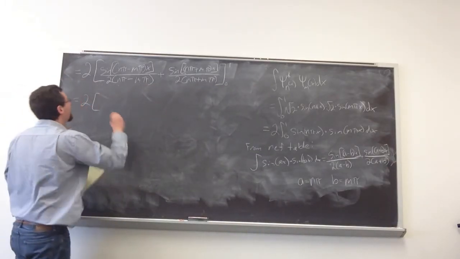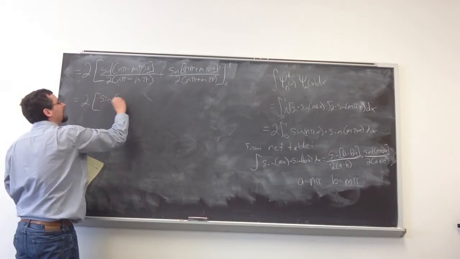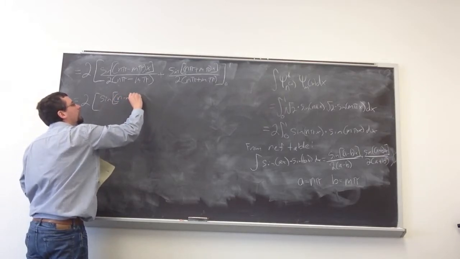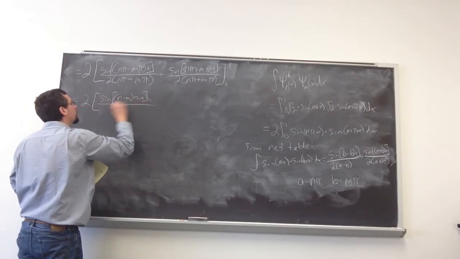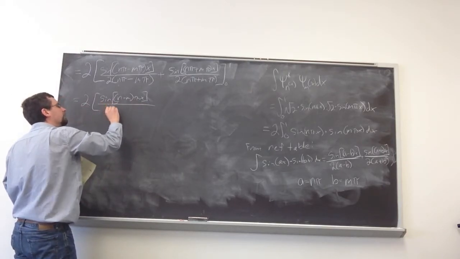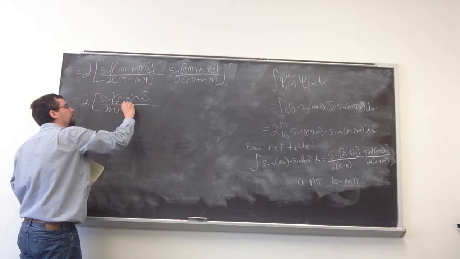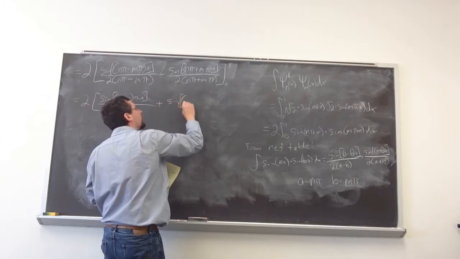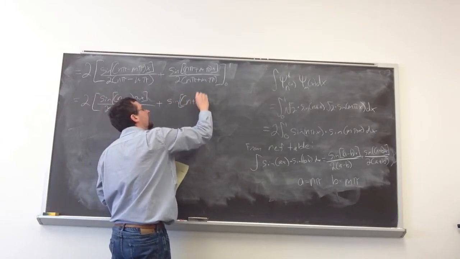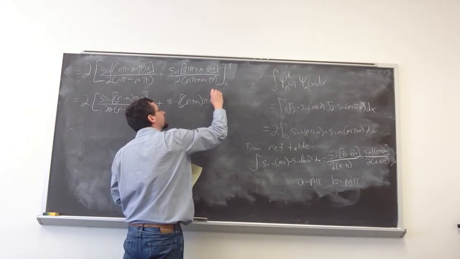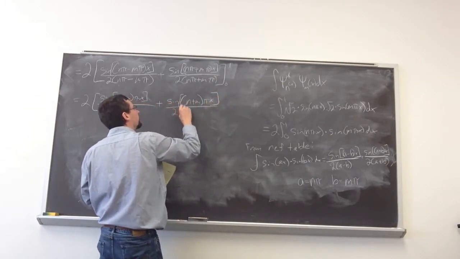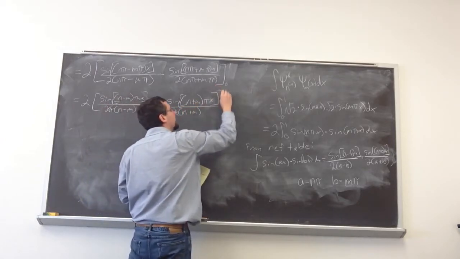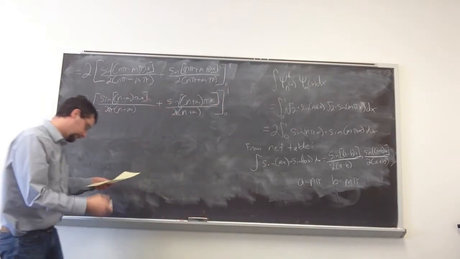So we get sine of (n minus m) pi x over 2 pi times (n minus m), plus sine of (n plus m) pi x divided by 2 pi times (n plus m). And again, we still have to evaluate from 0 to 1.